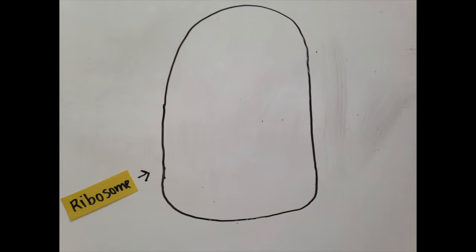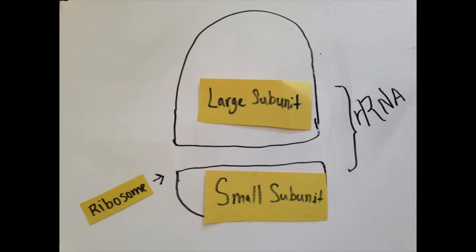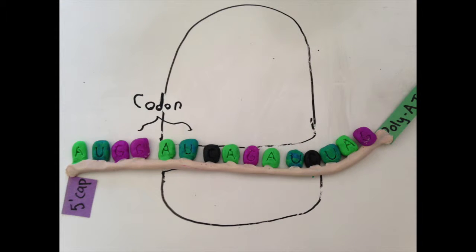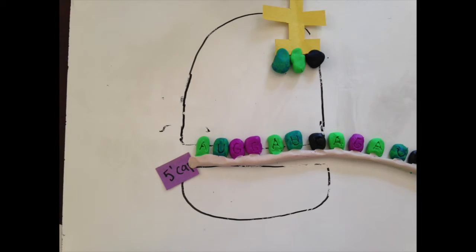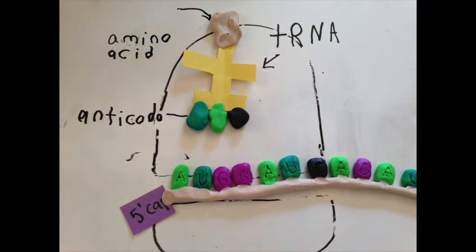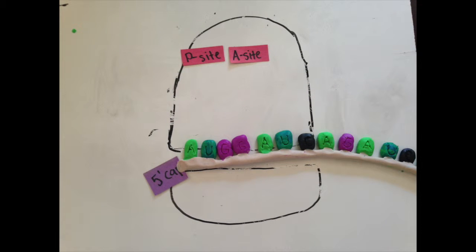This is a ribosome. It has a large subunit and a small subunit. It's made up of proteins and ribosomal RNA. The 2 subunits of the ribosome snap around a strand of mRNA in order to begin translation. By the way, this is a codon. It's made up of 3 nucleotides. This is a transfer RNA, abbreviated tRNA. It has an amino acid on one end and an anticodon on the other. These are the P and the A sites inside the ribosome. The transfer RNA will attach to these sites during translation.